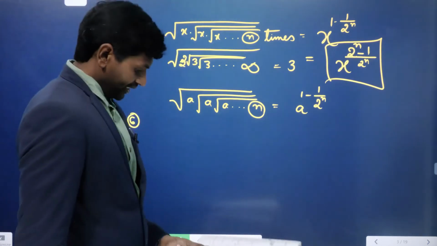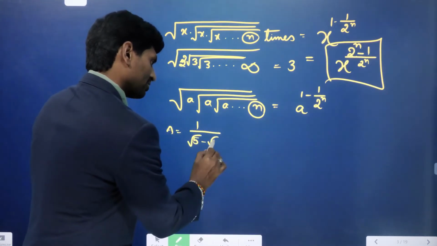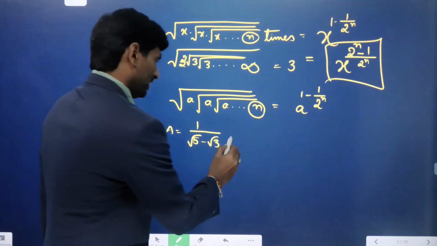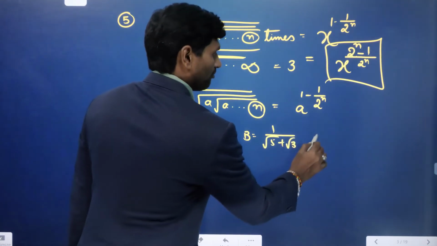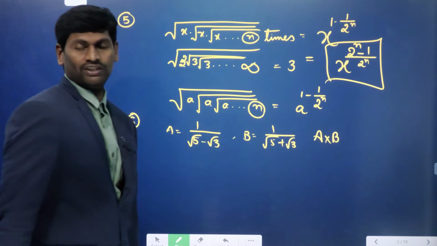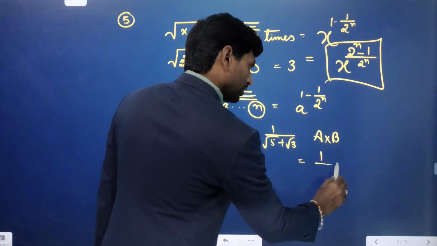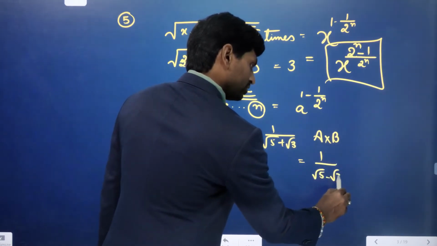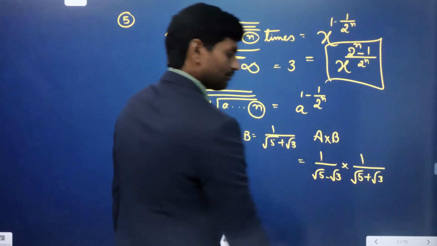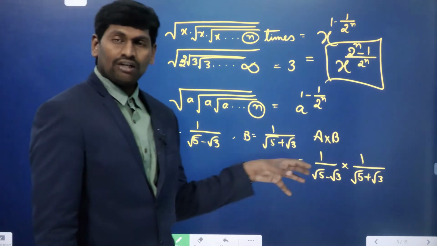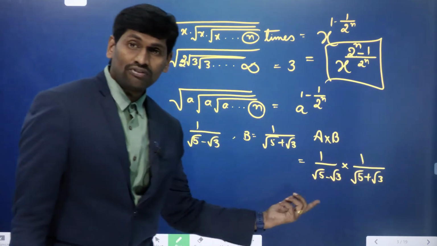Next, question number 6. If a value is 1 by root 5 minus root 3 and b value is 1 by root 5 plus root 3, we need to find the value of a into b. So multiplication of two irrational numbers. Directly I am multiplying here, that equals 1 by root 5 minus root 3 into 1 by root 5 plus root 3. It is looking like a fractional form, a by b into a by b, nothing but product of numerators by product of denominators.